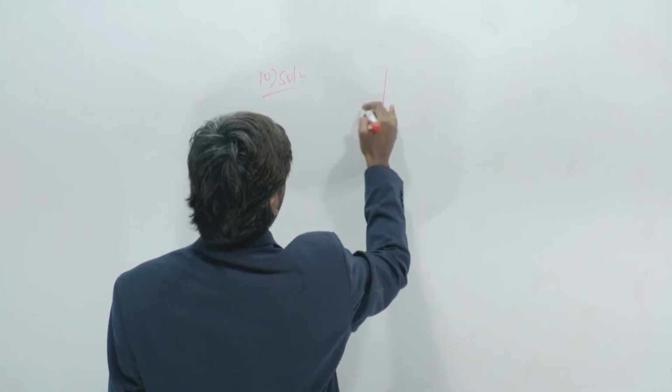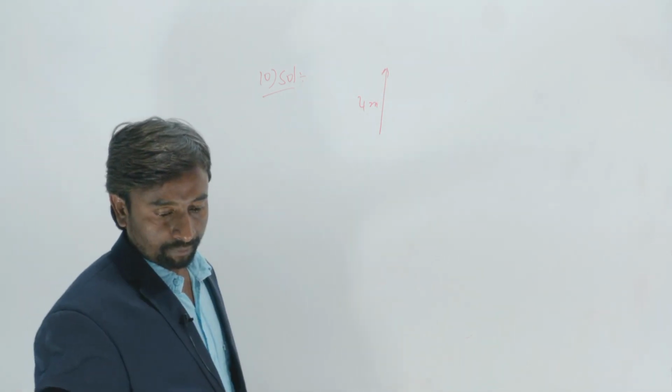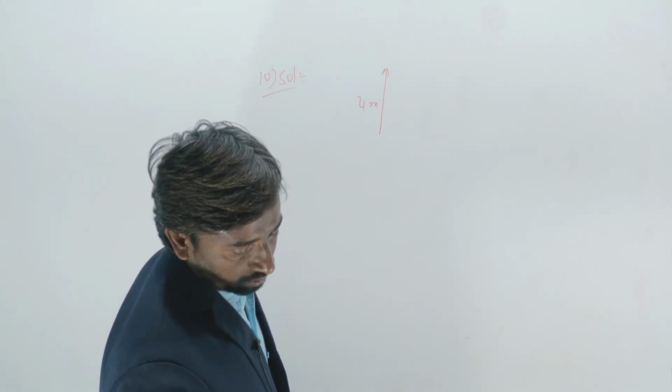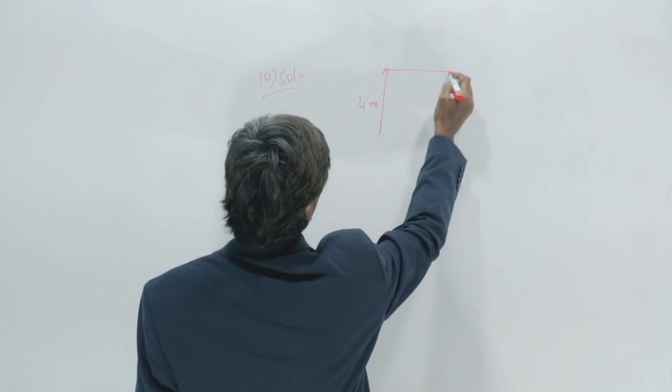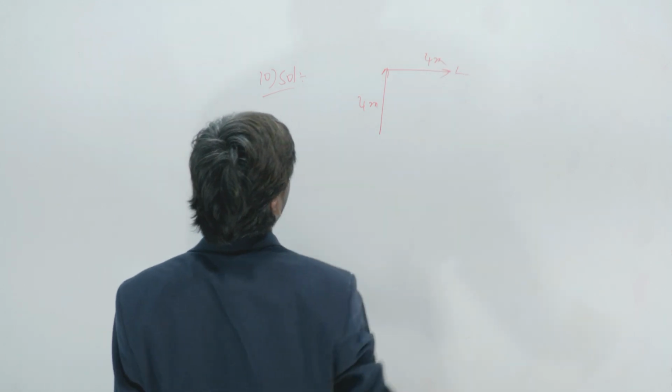So 4 meters due north. This is 4 meters, and this is the north. And then next, 4 meters north, then 4 meters due east. This is 4 meters due east there. So this is a 4 meter due east.